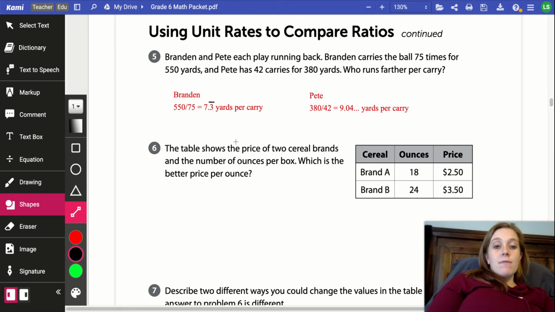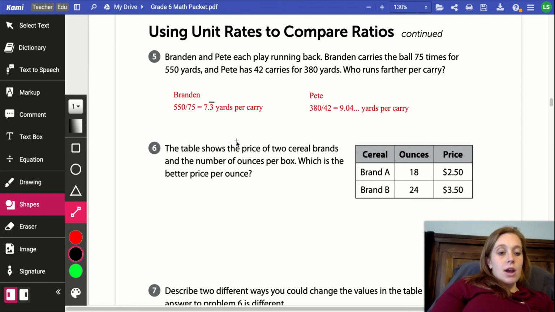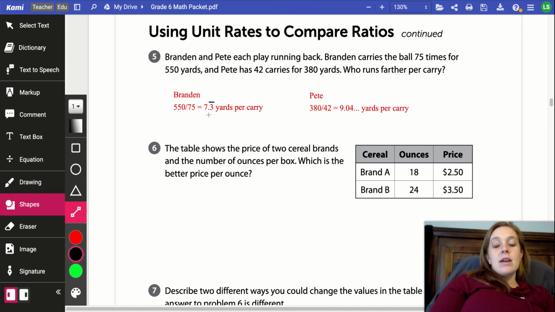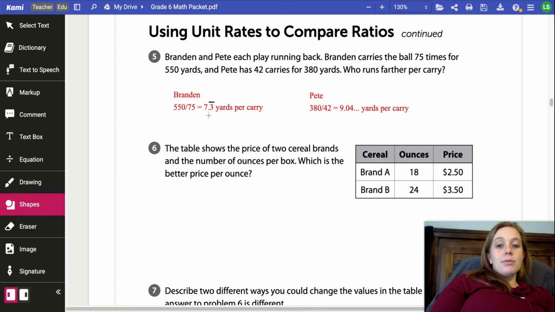So for question 5, I already have my answers in here. I want to talk a little bit about what happens with unit rates when we get those ugly decimals, because sometimes it happens. So when I found the unit rate for who runs farther per carry, or yards per carry, for Brandon, I ended up getting a repeating decimal, which remember we use that bar notation above the 3 there. There's no need to keep showing that division or showing 3333333, etc.